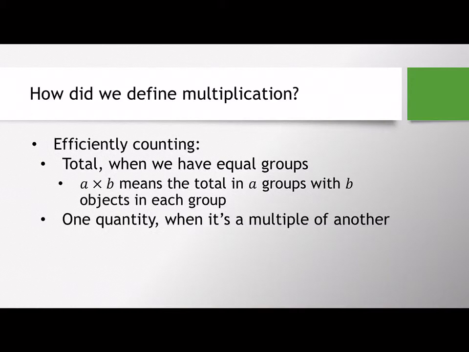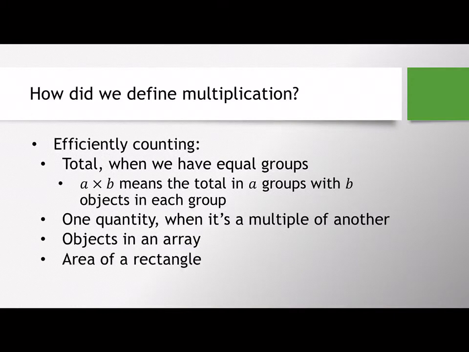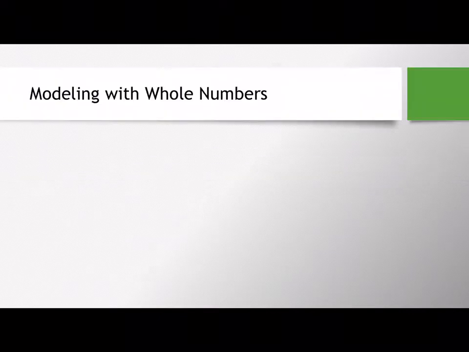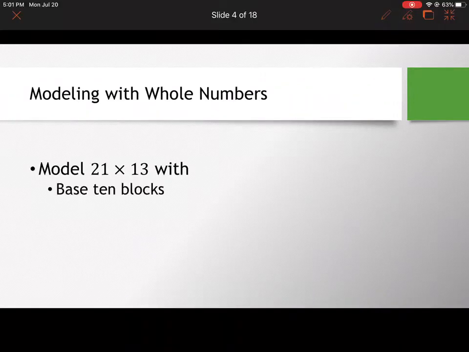You can think about multiplication as one quantity when it's a multiple of another, objects in an array, and the area of a rectangle. So we're going to use the area of a rectangle mostly today. Multiplying polynomials. Let's model something with whole numbers to recall how that works, and then we'll connect it to polynomials. Okay, we're going to model 21 times 13 with base 10 blocks.